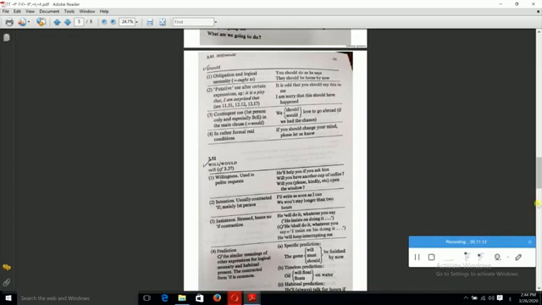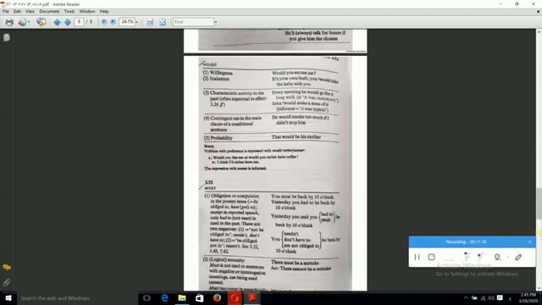Prediction: specific prediction. The game will be finished by now. Time-based prediction: oil will float on water, a prediction without time. And habitual prediction: he'll always talk for hours if you give him the chance. Now let us move to another page.